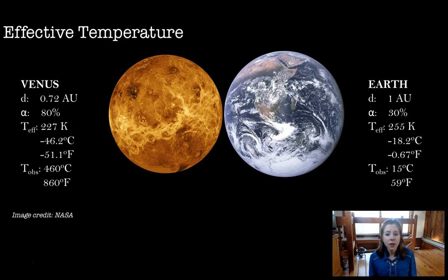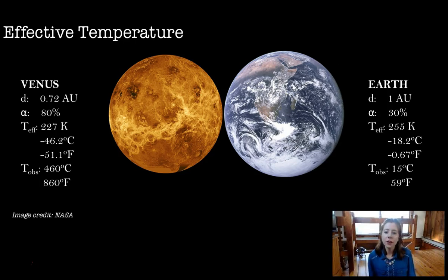The observed temperature on Venus is 460 degrees Celsius or 860 degrees Fahrenheit. So the observed temperature is about 500 degrees Celsius higher than the effective, meaning that the greenhouse effect on Venus is about 500 degrees Celsius. So the greenhouse effect, recall, is dependent on the composition of the planet's atmosphere and its proportion of greenhouse gases.